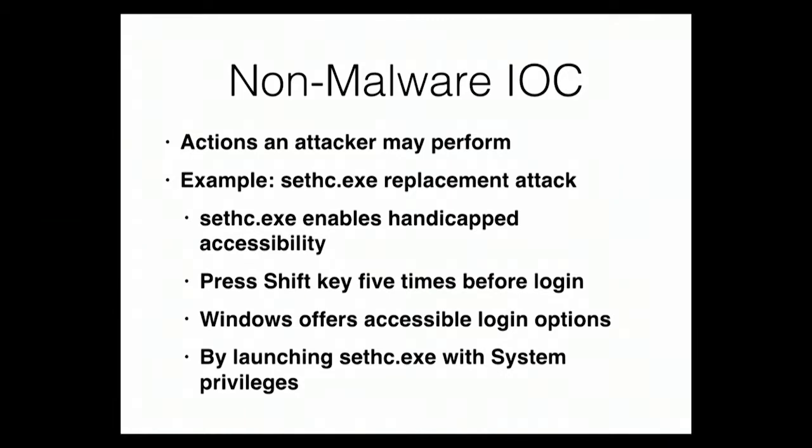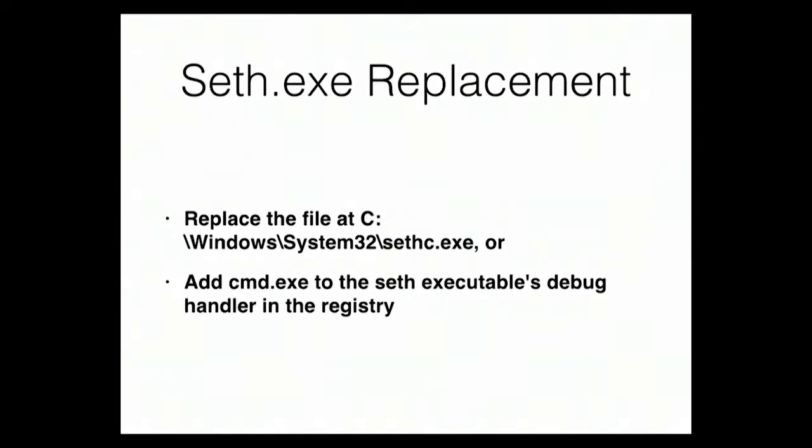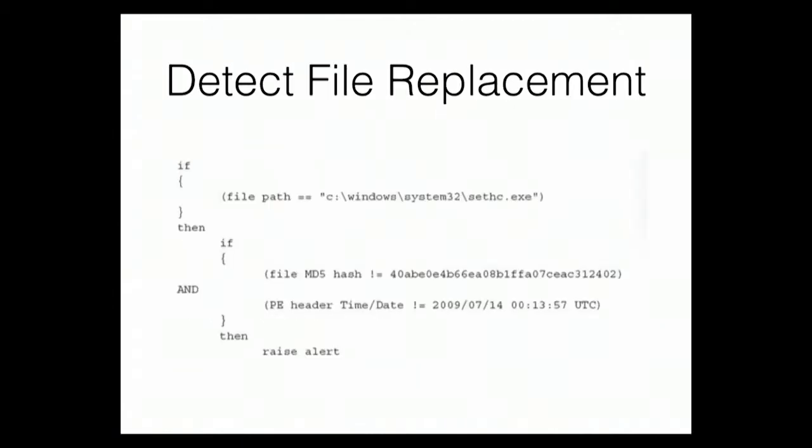You can reset the administrator password. It's an old trick and it still works. So you might want to detect if people are doing that on your network. The way it works is they replace this file with another file, and typically they replace it with cmd.exe. Another way to do it is to put it in the debug handler so that when something crashes, it will call it. Anyway, you can detect file replacement by looking for the MD5 hash.